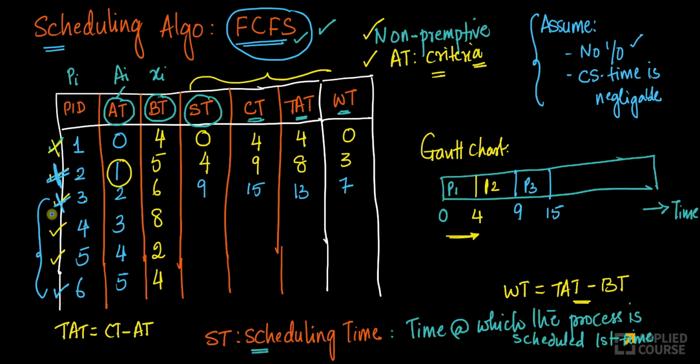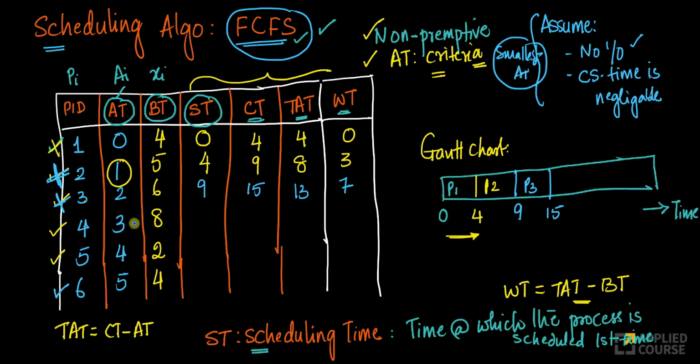No more processes came in. So my queue only consists of 4, 5 and 6. Process ID 4, 5, 6. Now, amongst these 3, which one should I schedule? FCFS always says pick the one with the smallest arrival time. That's the criteria. Arrival time is the criteria.